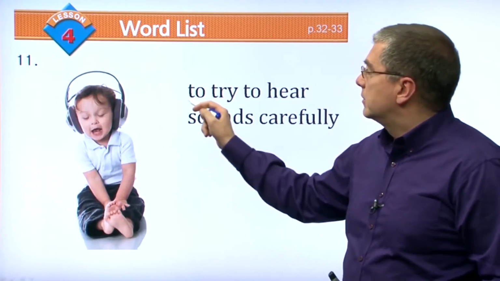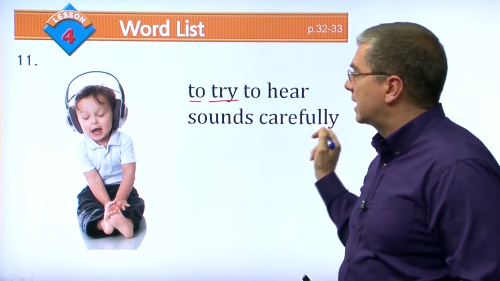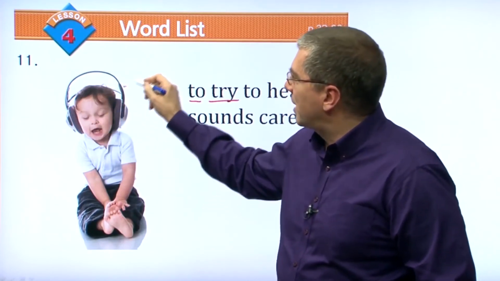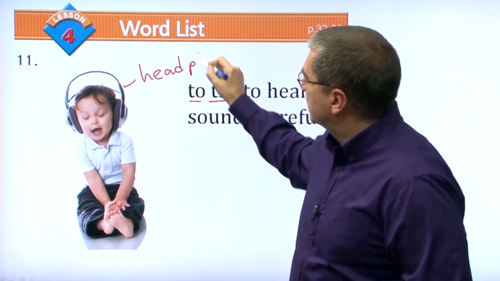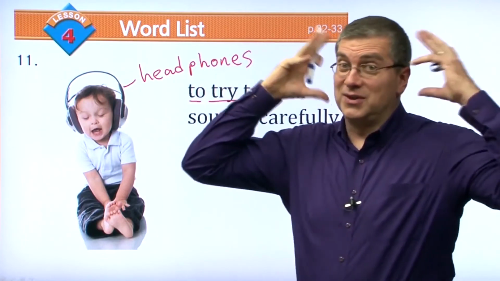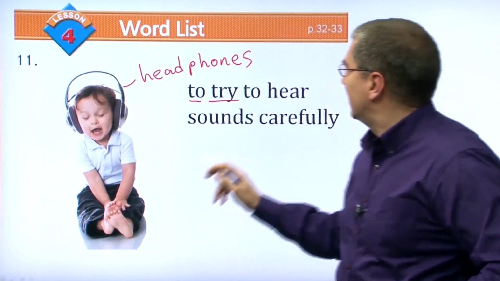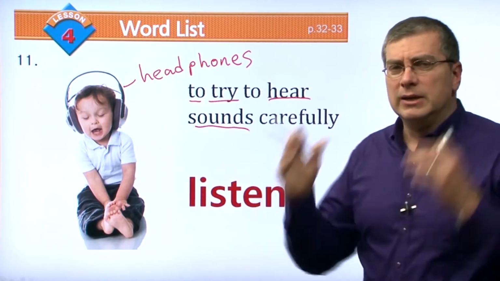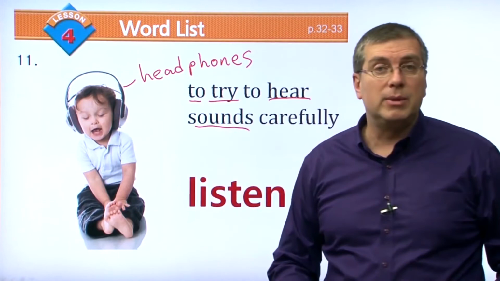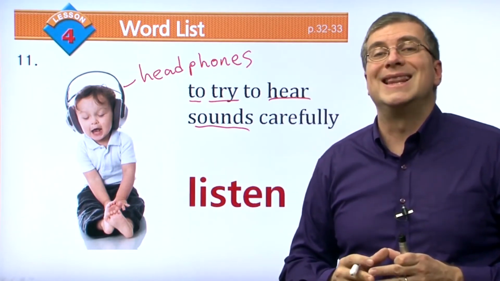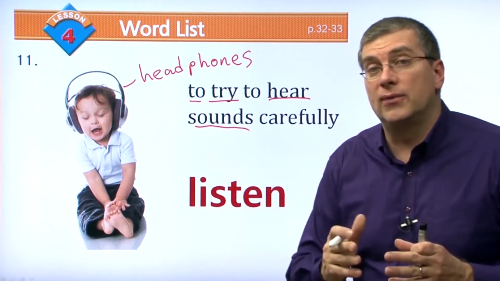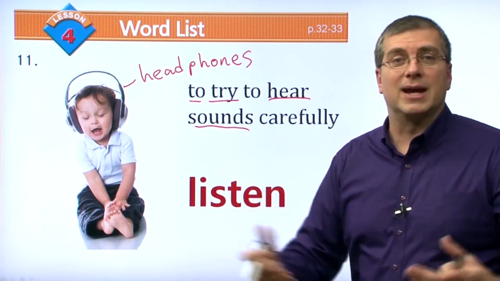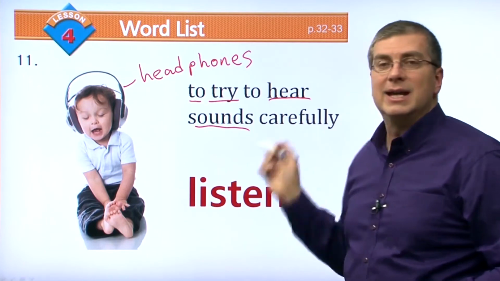This is another verb, to try to hear sounds carefully. It's very cute, isn't he, with the little feet? Okay, but look at these big headphones. They're very big for this little boy, really big. And he's listening, right? He is listening carefully. He's trying to hear sounds. So you listen to something. He's probably listening to music. To listen. Listen carefully. If I'm telling you something, listen carefully. But we listen to different things. To listen. To try to hear sounds carefully.